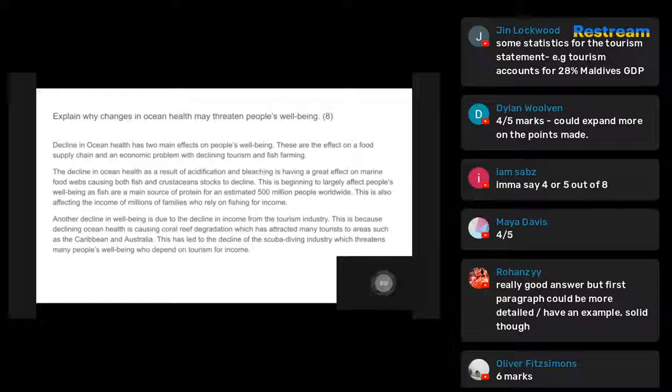Another decline in well-being is due to the decline in income from the tourism industry. A valid point to make. This is because the declining ocean health is causing coral reef degradation, which has attracted many tourists to areas such as the Caribbean and Australia.